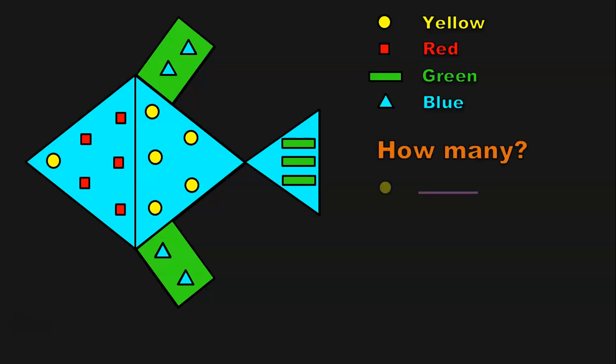The next step is how many circles are there? 1, 2, 3, 4, 5, 6. How many squares are there? 1, 2, 3, 4, 5. How many rectangles are there? 1, 2, 3, 4, 5. And how many triangles are there? 1, 2, 3, 4, 5, 6, 7. An interesting activity, isn't it? You could frame several such interesting activities to familiarize the children with the concept of plane shapes.